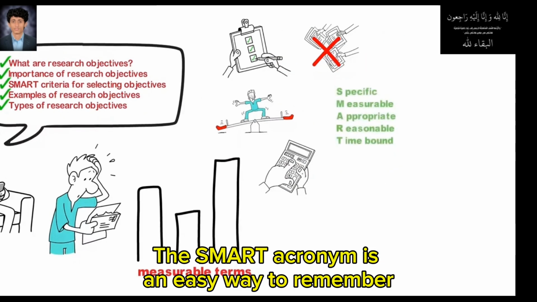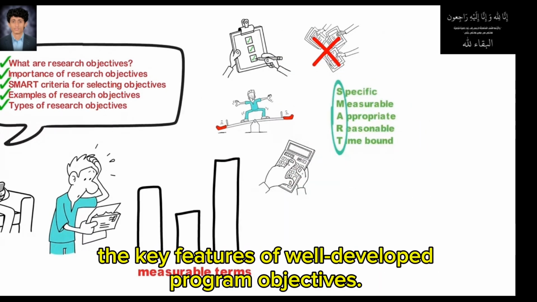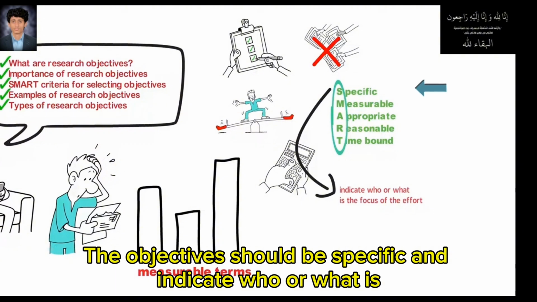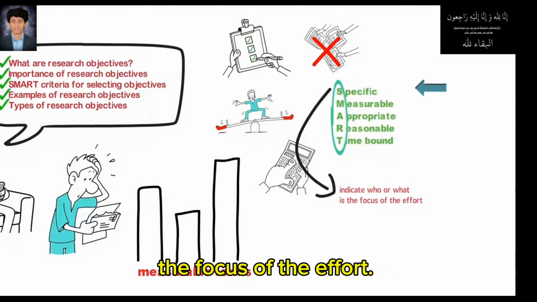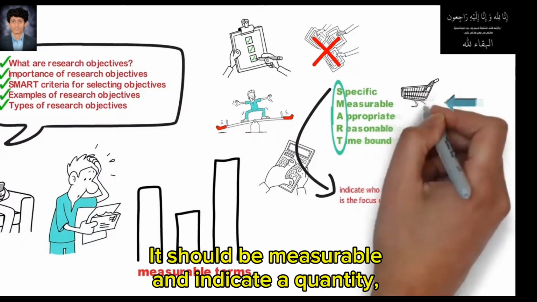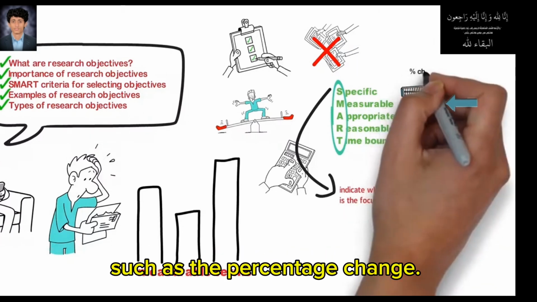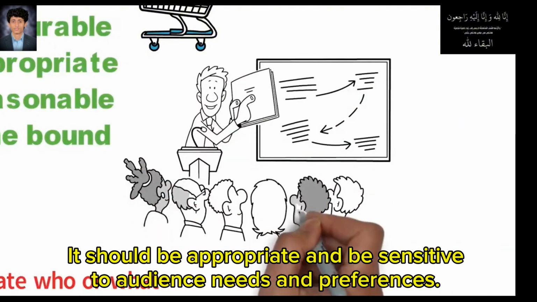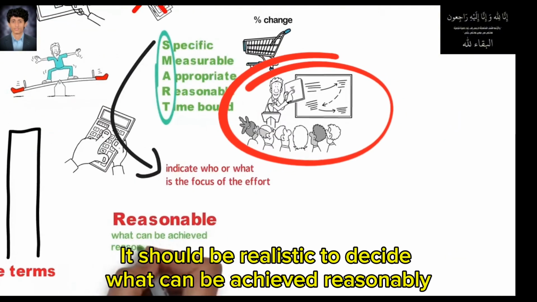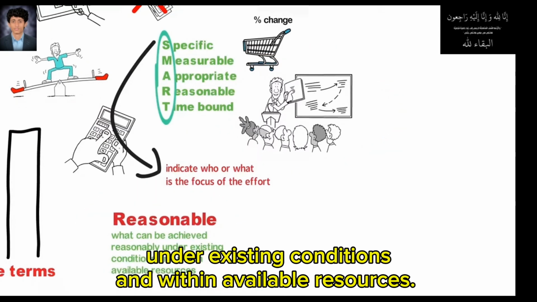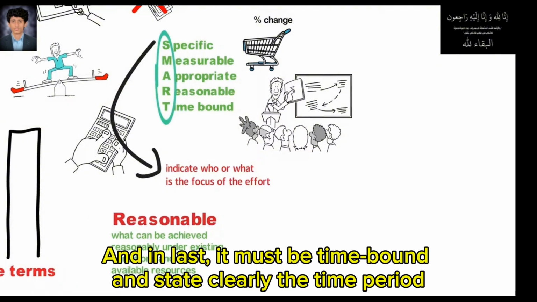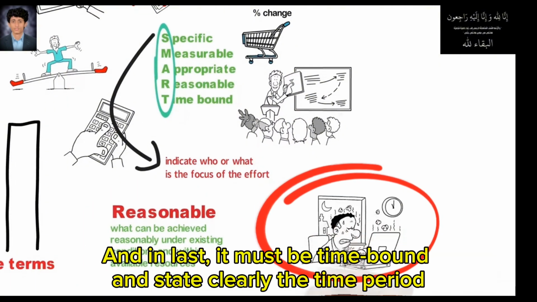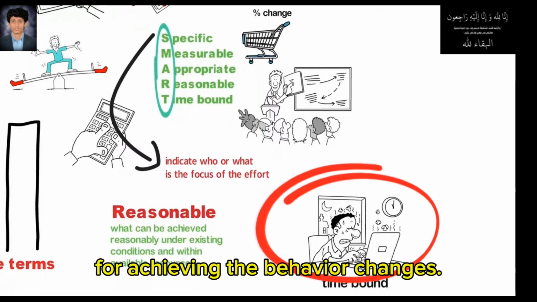The SMART acronym is an easy way to remember the key features of well-developed program objectives. The objectives should be specific and indicate who or what is the focus of the effort. It should be measurable and indicate a quantity, such as the percentage change. It should be appropriate and be sensitive to audience needs and preferences. It should be realistic, to decide what can be achieved reasonably under existing conditions and within available resources. And last, it must be time-bound and state clearly the time period for achieving the behavior changes.